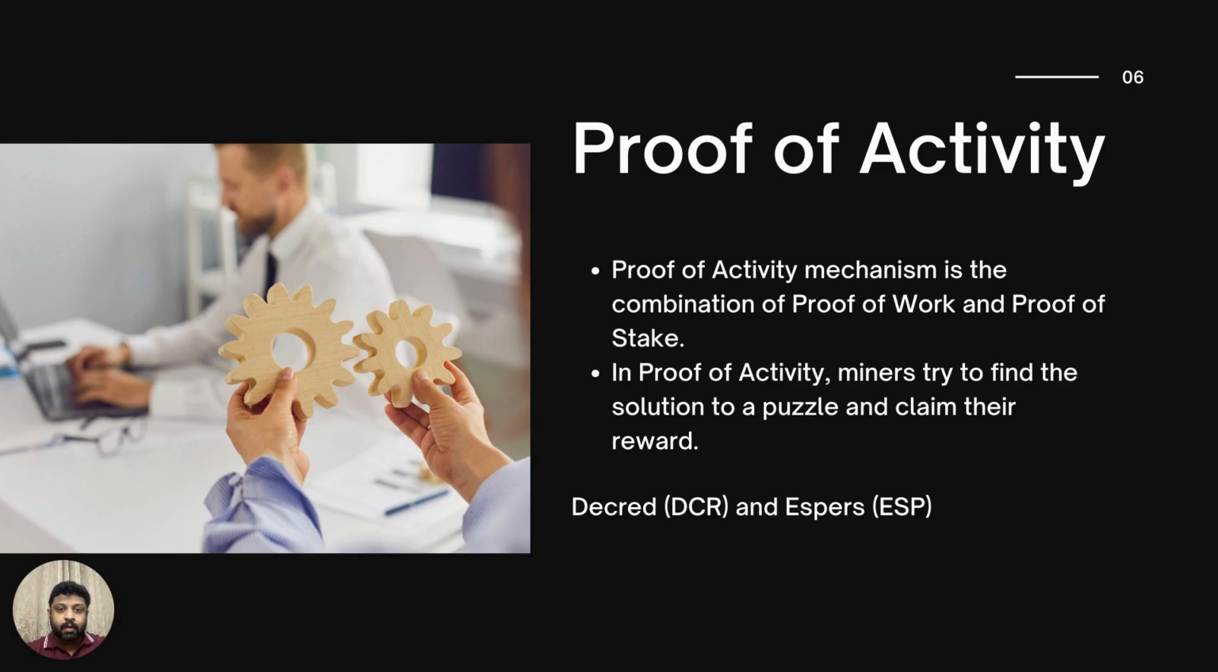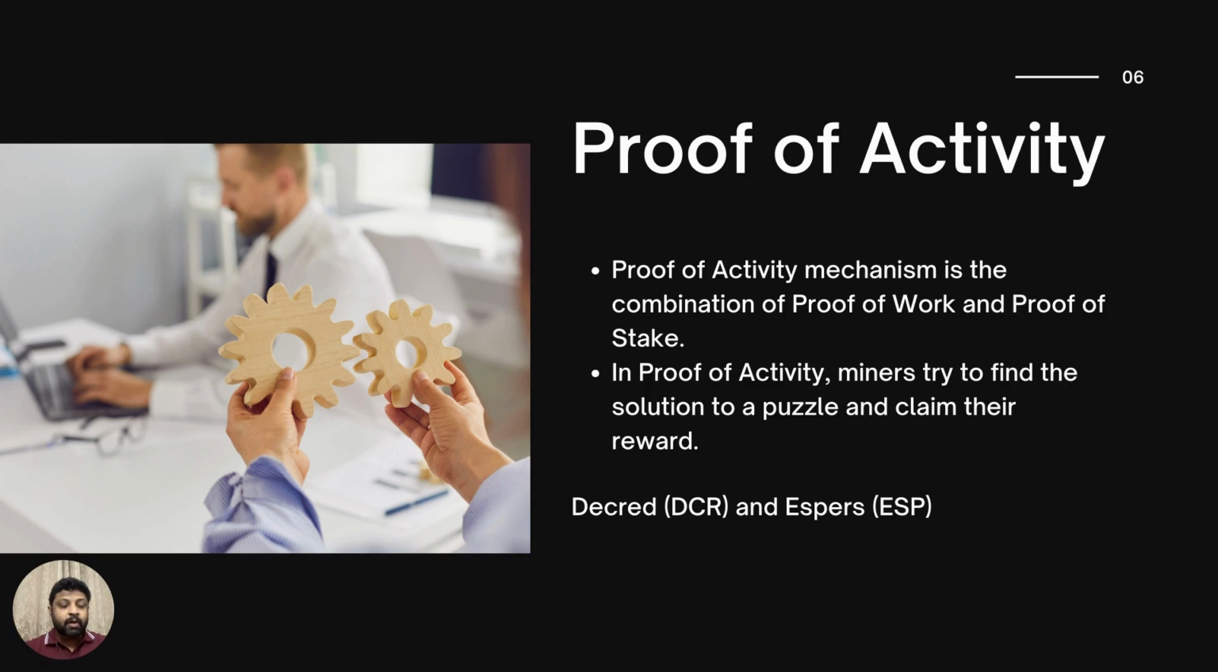Proof of activity. Proof of activity mechanism is the combination of proof of work and proof of stake. In proof of activity, miners try to find the solution to a puzzle and claim their reward. So how does it work? So initially, proof of activity starts with the proof of work mechanism. That is, the miners use their computational power and form a block. These blocks have multiple nodes.